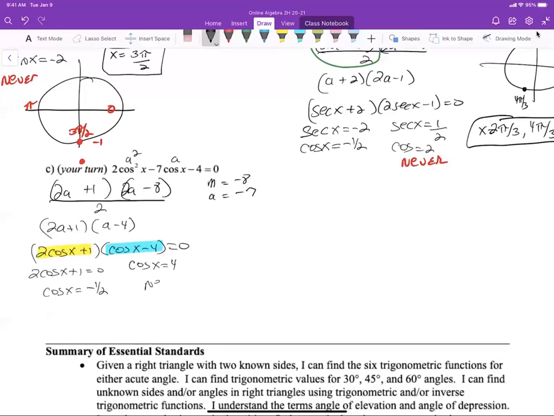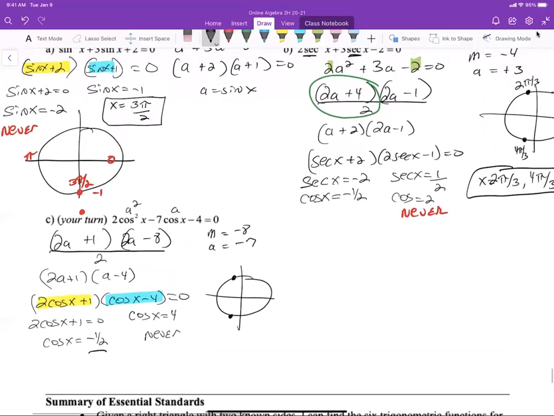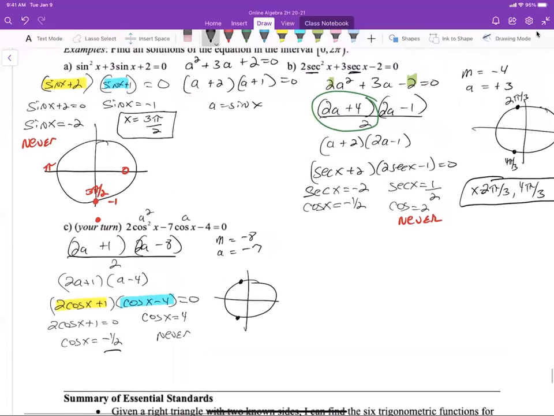This will never happen because cosine is my x value, and x at the maximum is 1. Where on the unit circle is cosine -1/2? That is my x value. 1/2 is my short side of my circle, and that is going to be up here and here. Again, that was actually what we just did. Yep, this is 2 pi over 3 and 4 pi over 3. So x is equal to 2 pi over 3, comma, 4 pi over 3.